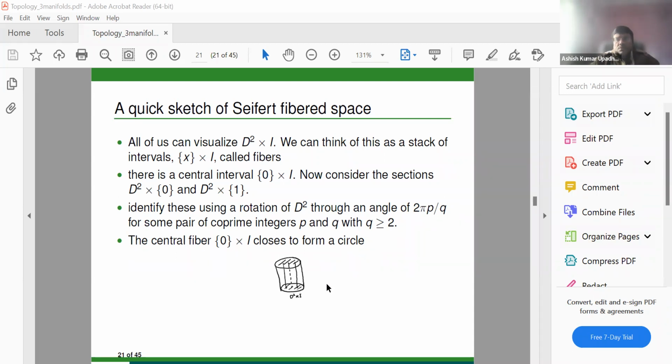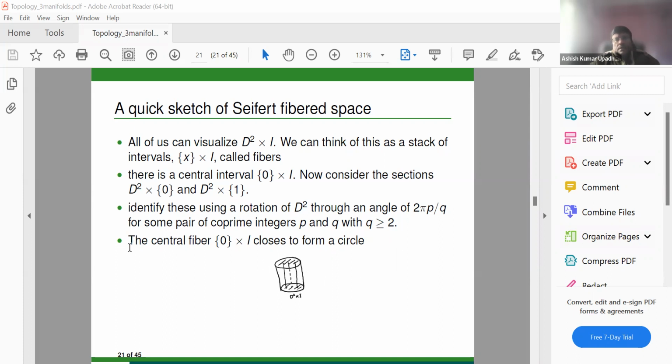So the lower one and the upper one, you let the lower one be fixed. The upper one, you give a twist. You rotate it by an angle, the angle 2 pi p by q. You do that with some conditions. It is given that q has to be greater than or equal to 2 and the integers have to be coprime, and then you identify them.